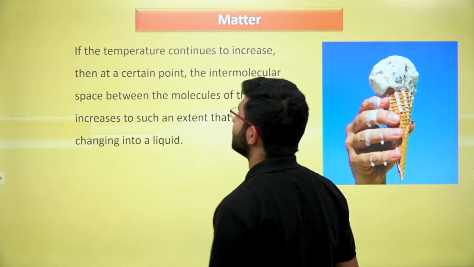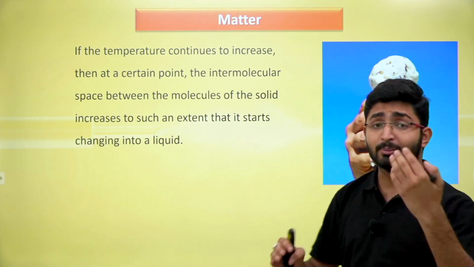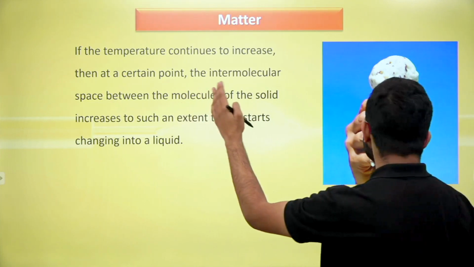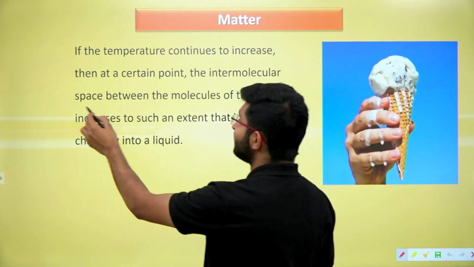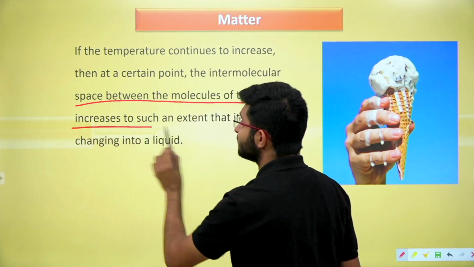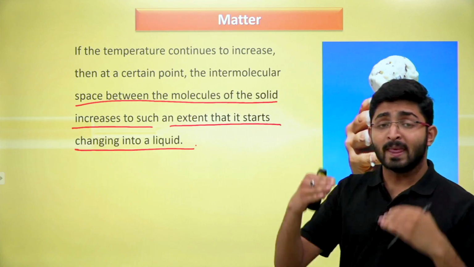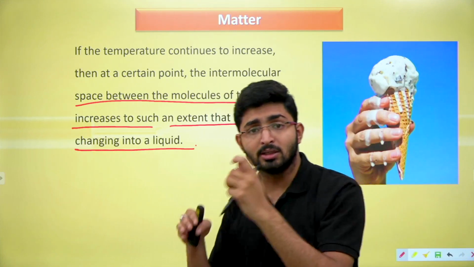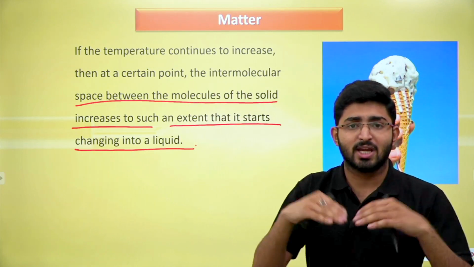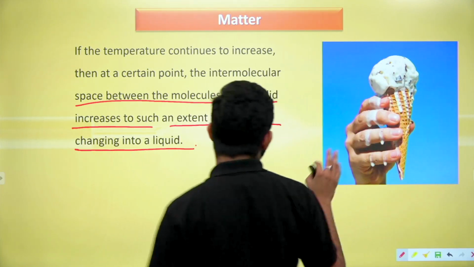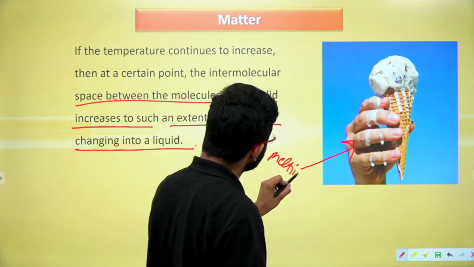You can see further on the screen that if we are continuously increasing the temperature, then at a certain point the intermolecular space between the molecules of the solid increases to such an extent that it starts changing into a liquid. So the temperature rises to a certain point, and the solid state changes into the liquid one. You can see here the example of a melting ice cream.